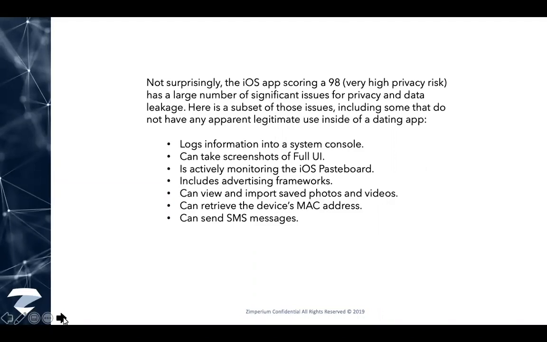Can view and import saved photos and videos. Now that one's kind of interesting because I can actually see where for a dating app, that's relevant, right? How it's implemented is the issue. And so that's a piece. And then some of these things like, why does it need my MAC address? Why is it sending SMS messages quite often without my knowledge? These are just some examples.